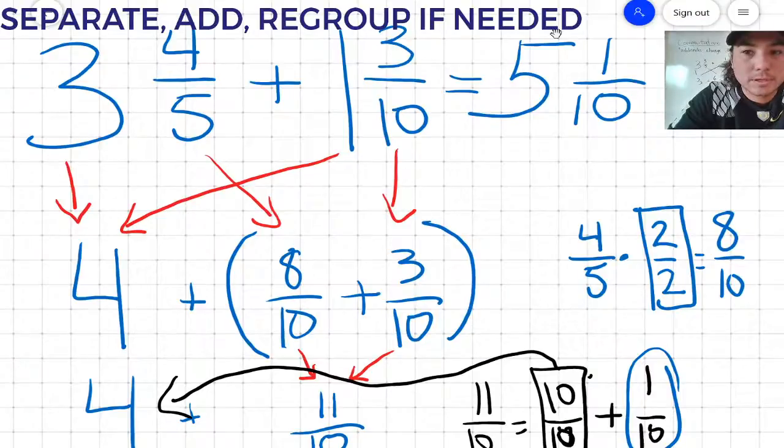All right, everybody. So remember, the name of the game today is, just like it says at the top, separate. Separate your whole numbers from your fractions. Then add the whole numbers together, add your fractions together, find those common denominators, and then if you have an improper fraction at the end, you can regroup it. I will accept answers with improper fractions as long as they're accurate, but do be aware that when you have more pieces than fit in a whole one, you can regroup them into whole numbers.